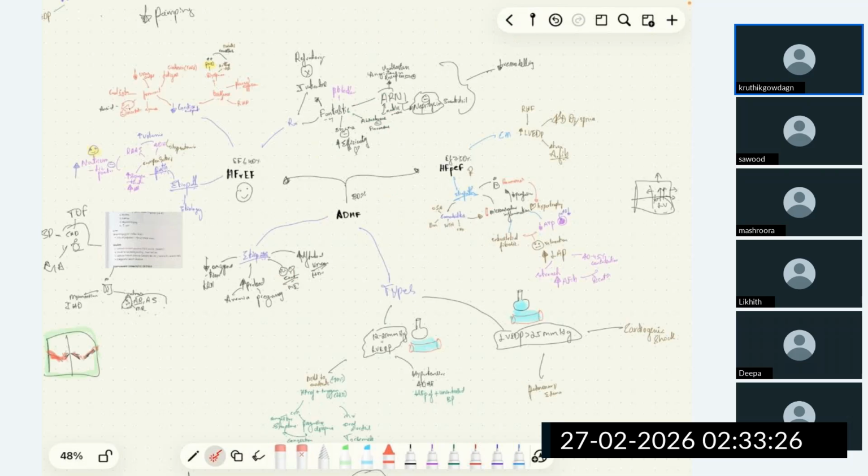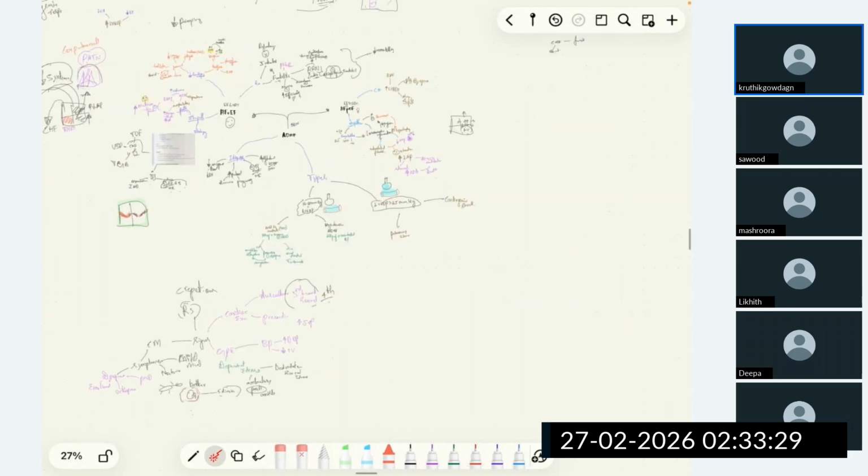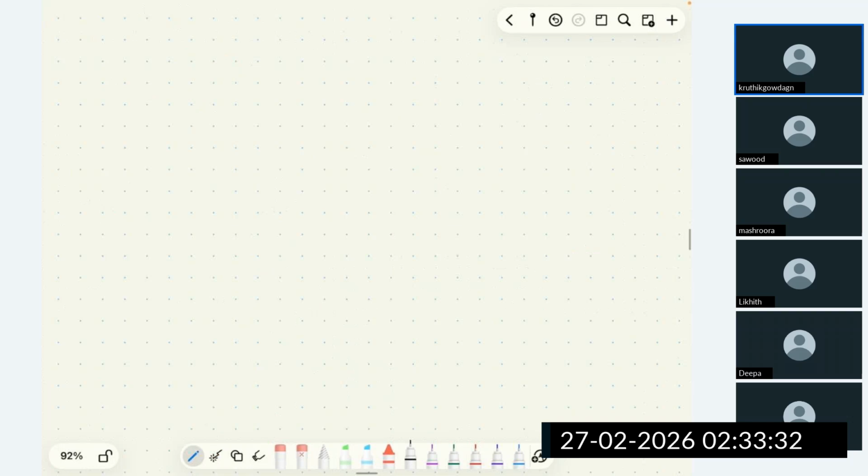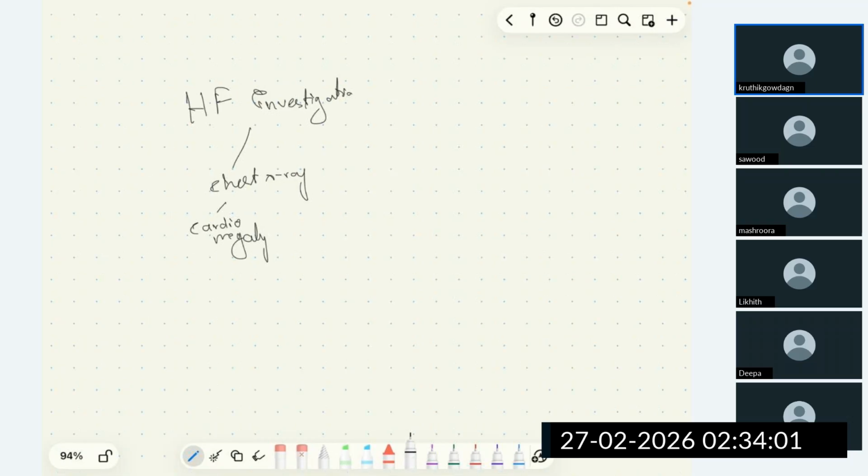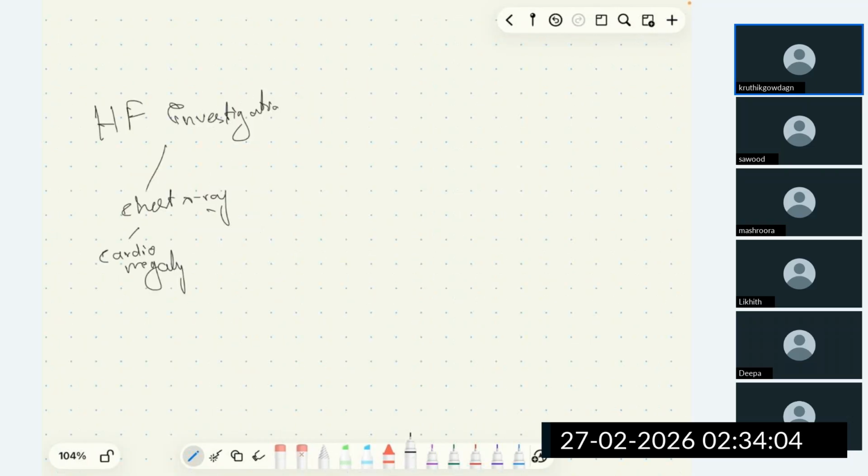Let's go on to investigations in heart failure. First, we can do a chest X-ray. It may reveal cardiomegaly. Cardiomegaly may be due to many causes. It may be secondary to TOF, where there is left ventricular hypertrophy, or it may be secondary to any other disease. Also, we can see haziness, hazy opacifications on chest X-ray.